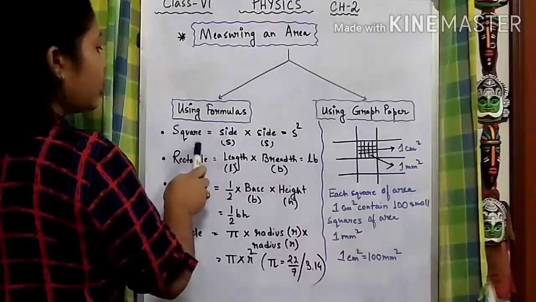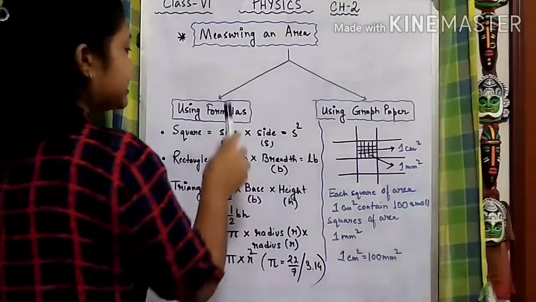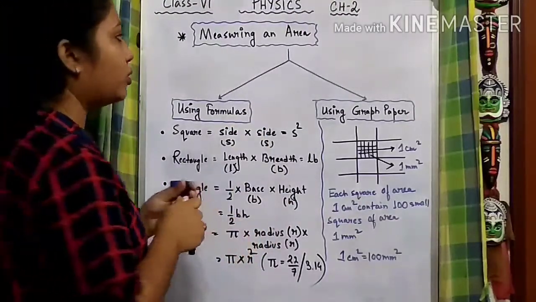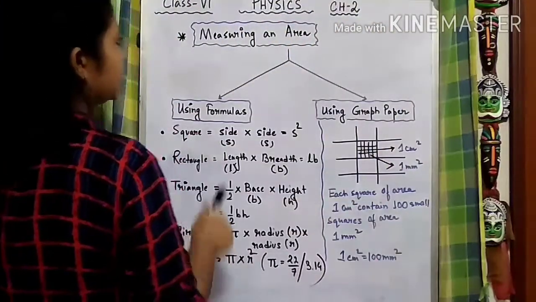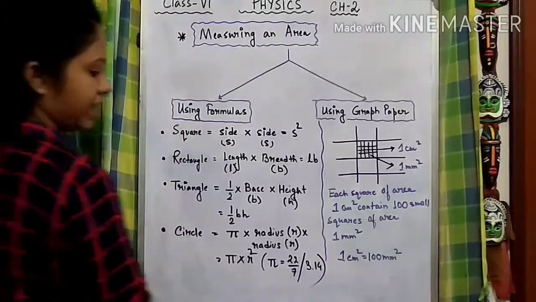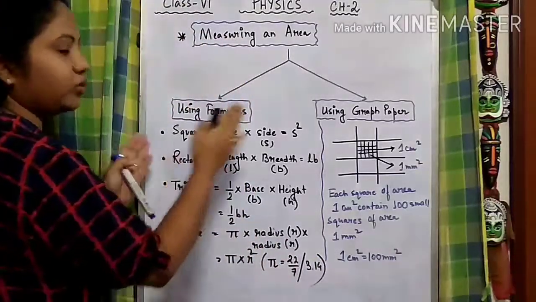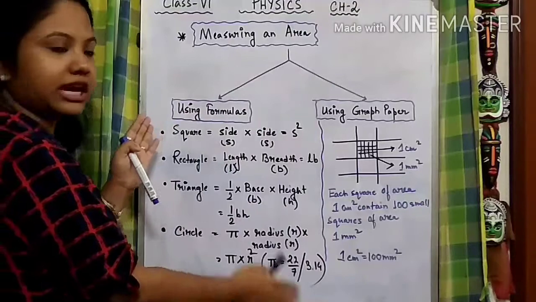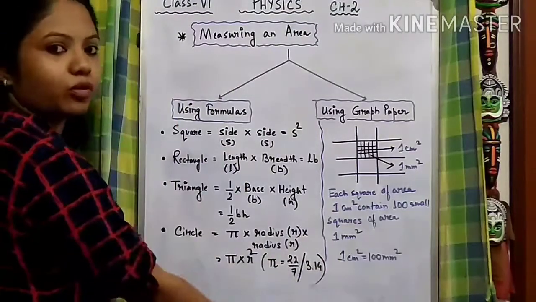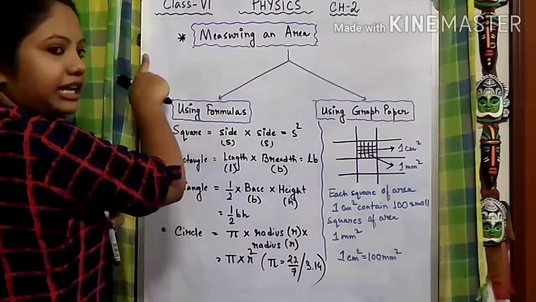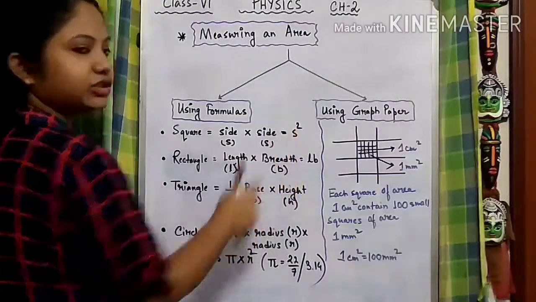What is the formula of a square? Square means side into side. So this is a square. Here this is a side and this is a side. So we are going to find the product of both of the sides. So side into side, that means side square.